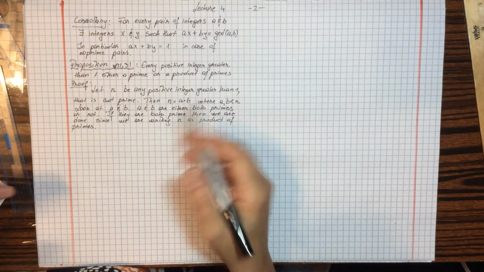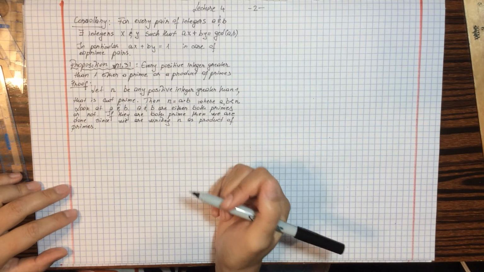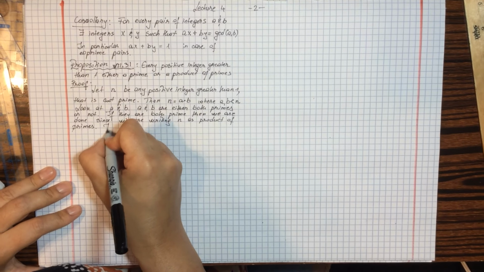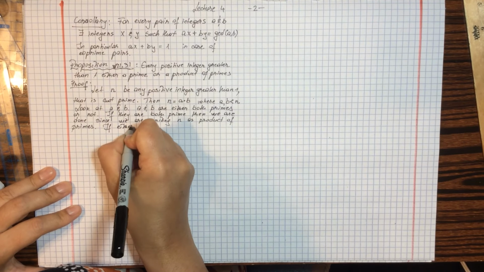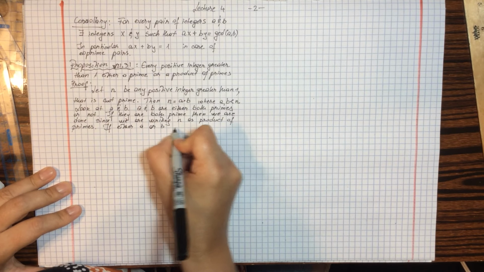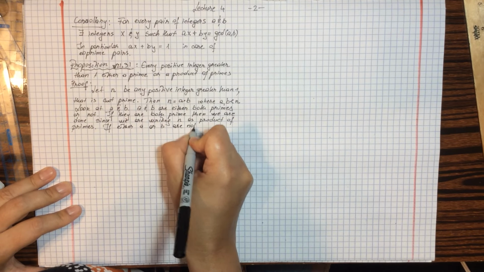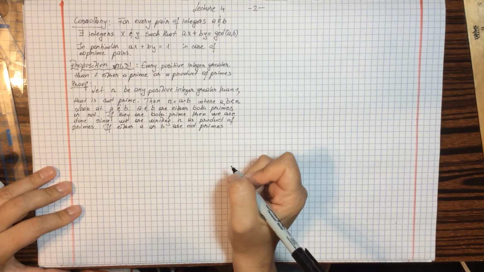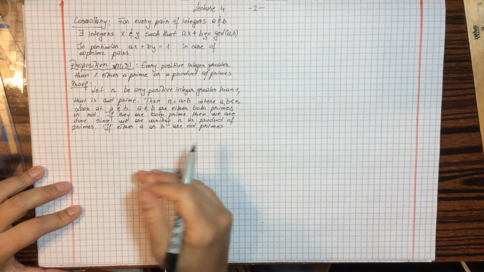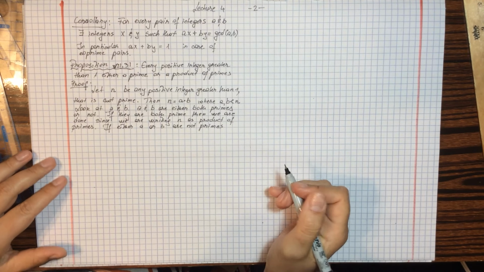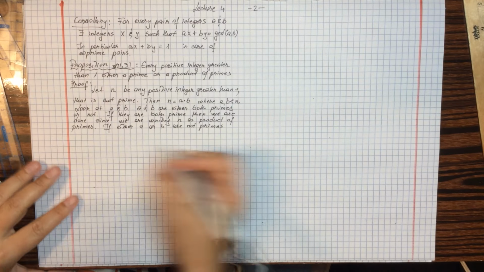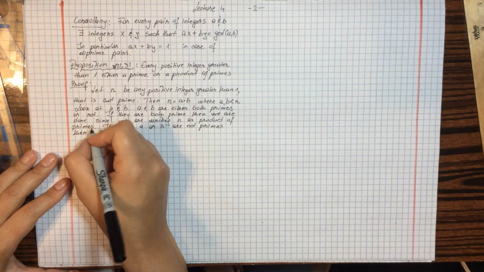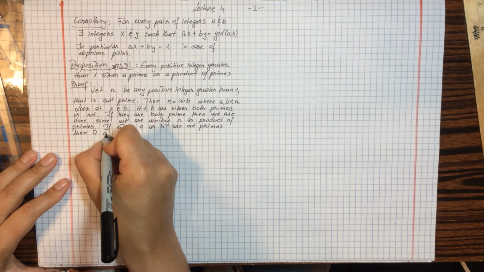What happens if either of them is not? So we consider that case. If either a or b is not prime, then they can be factored.